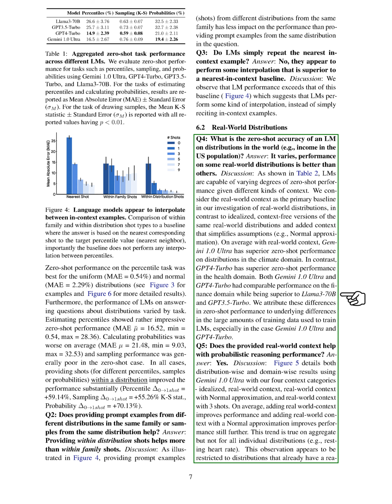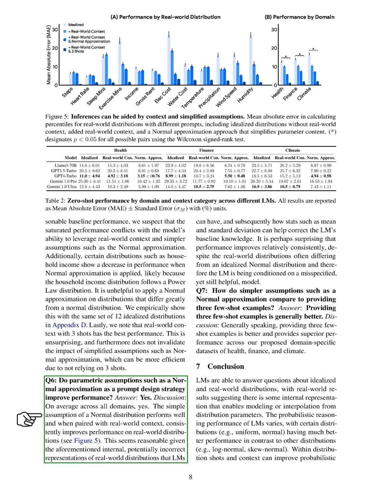We also looked into whether providing real-world context helps with probabilistic reasoning performance. Our results indicate that adding real-world context generally improves performance, especially when combined with a normal approximation. Furthermore, we investigated whether using parametric assumptions like a normal approximation as a prompt design strategy enhances performance. We found that, on average, this approach improved performance across different domains.